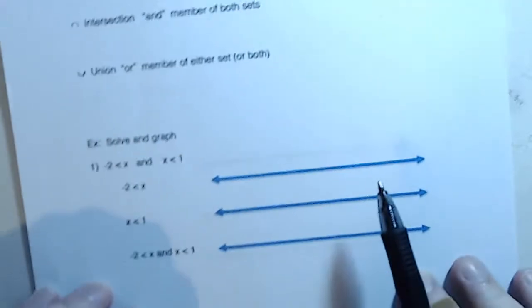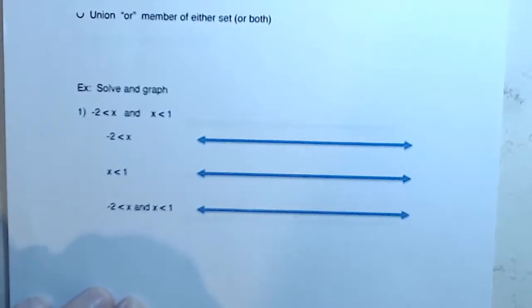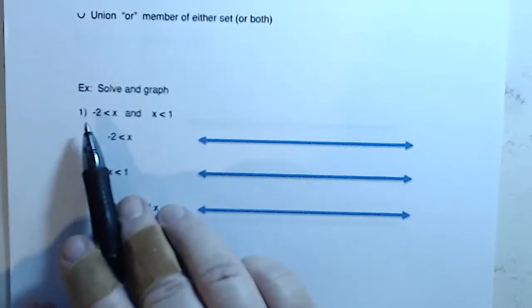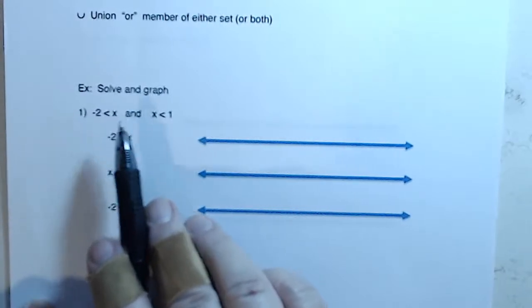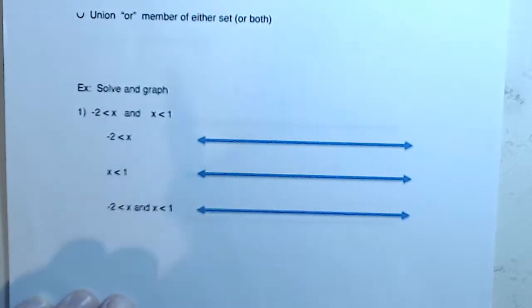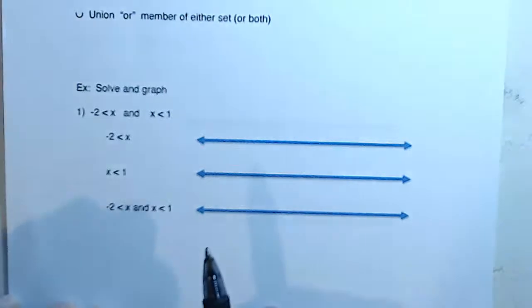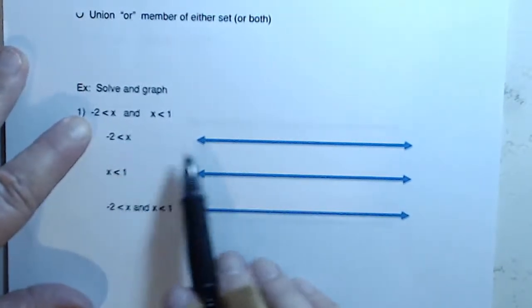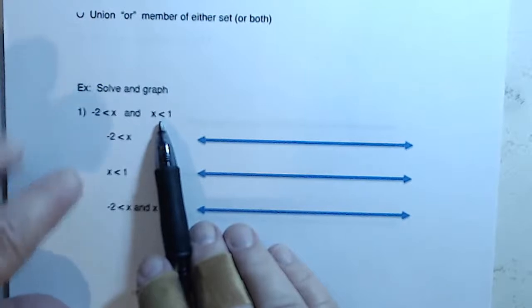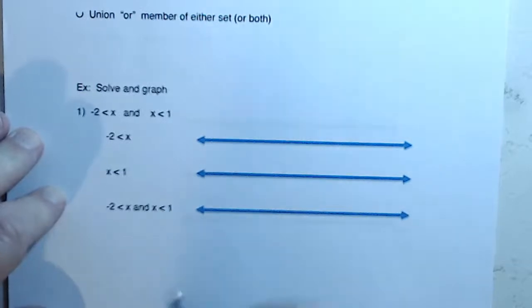So here's how we're going to use this. Solve and graph. So I've actually got two different inequalities. I want -2 to be less than x, but I also want, and, x to be less than 1. So the way I'm going to approach this is I'm going to go ahead and graph each of those two inequalities. I've got the first inequality right here, -2 is less than x. I'll graph that first. And then x is less than 1. I'll graph that second. And then I'm going to use these two graphs to come up with the intersection. Remember, "and" is the intersection between.